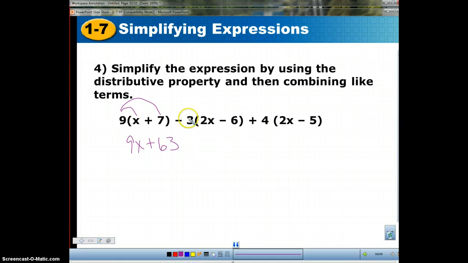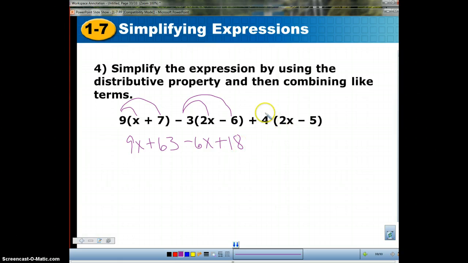Then I'm going to multiply this negative 3. That negative goes with it. A negative 3 times 2x, and then a negative 3 times a negative 6. Negative 3 times 2x is negative 6x. Negative 3 times negative 6, a negative times a negative is a positive. 3 times 6 is 18.